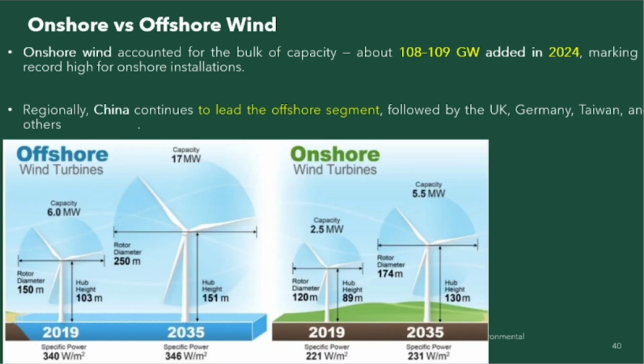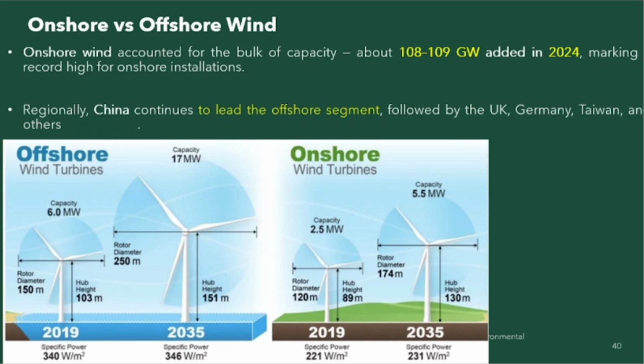There are two types of windmills: one is offshore and another is onshore. Offshore is when the windmills are installed in the sea. When it is installed on land, it is called onshore. Where do you generate more wind power, onshore or offshore? Offshore. 151 meters. When you compare with the land, what is the maximum height? 130 meters. Can you see the difference?